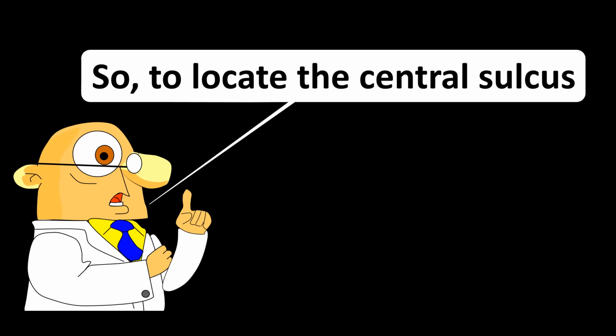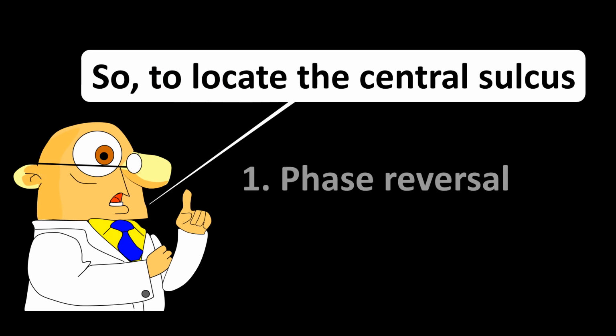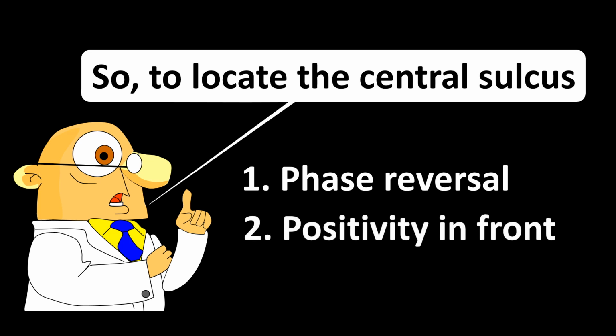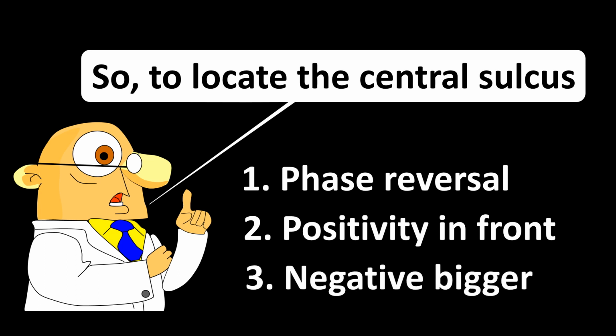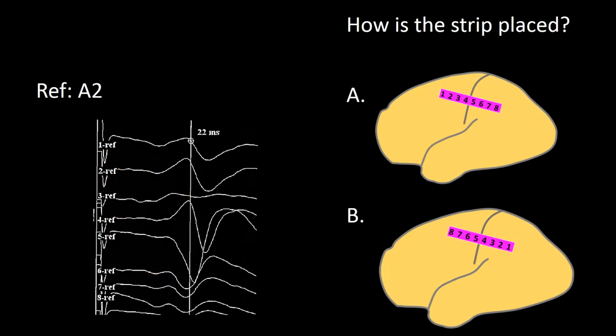So, to locate the central sulcus, find the phase reversal in the referential montage. Make sure the positivity is in front of the negativity. And make sure that the negative potential has the biggest amplitude. So the answer to this question is B.